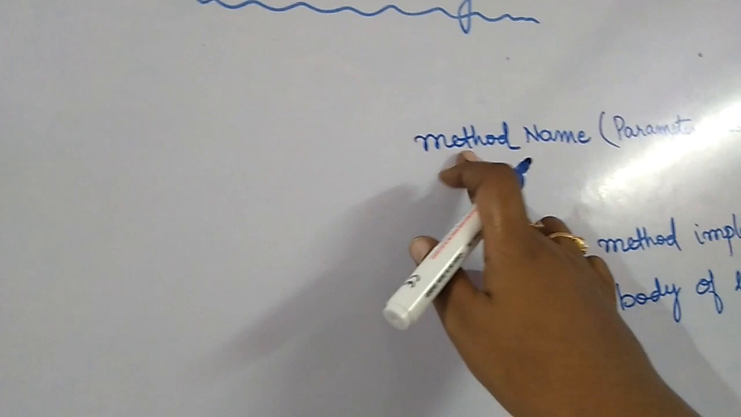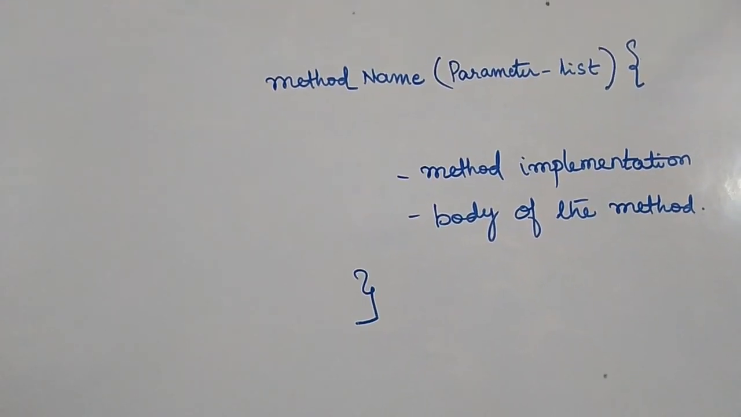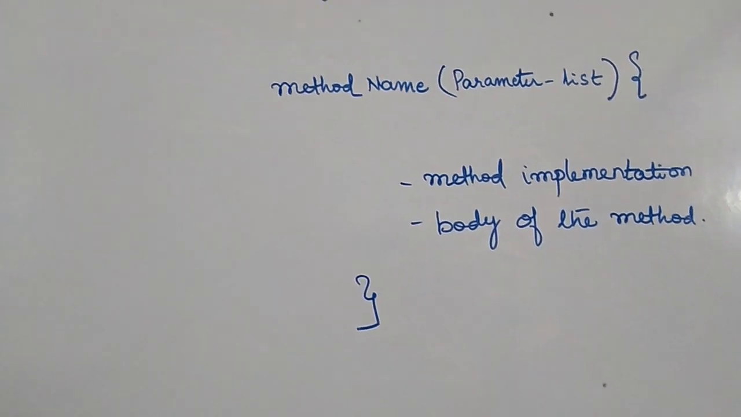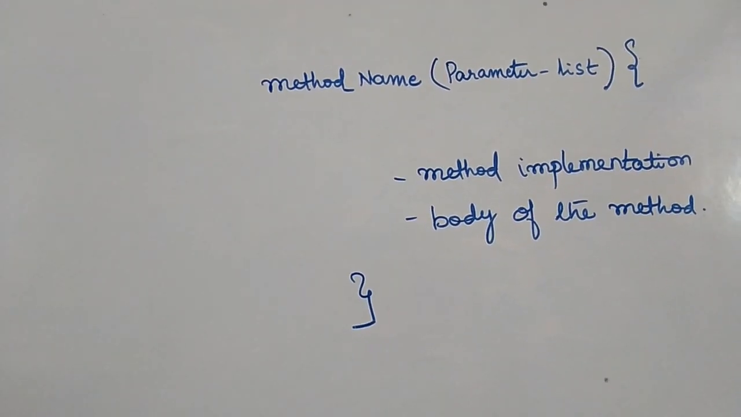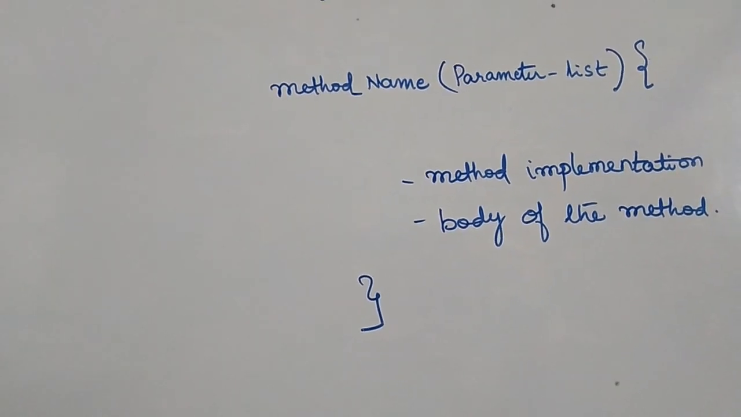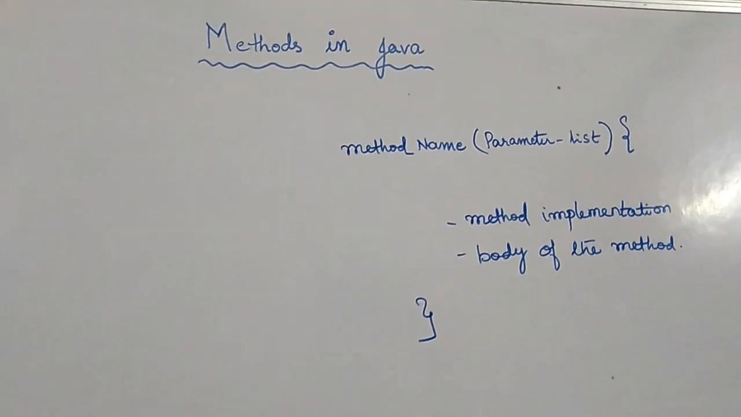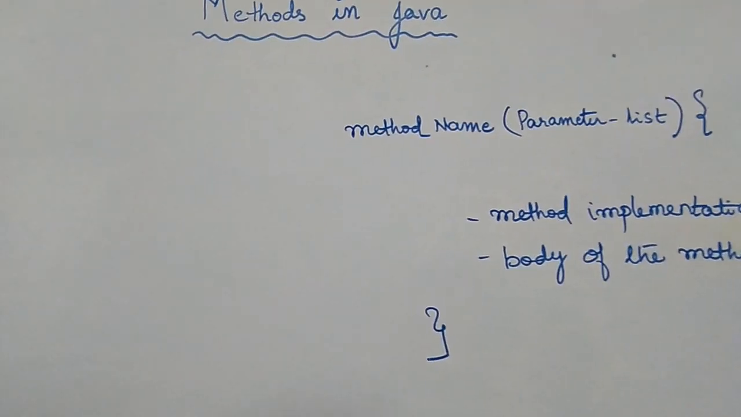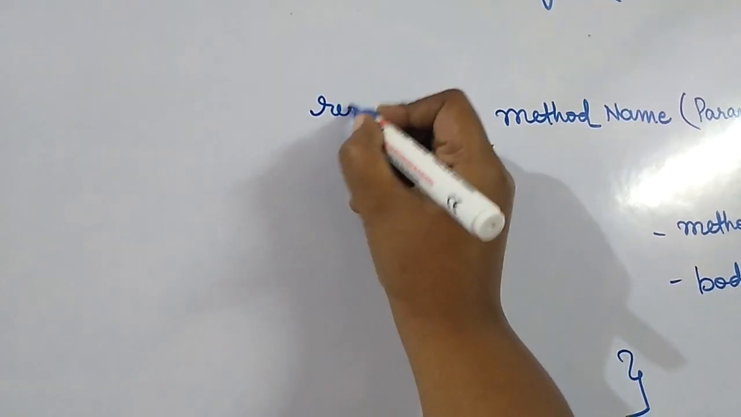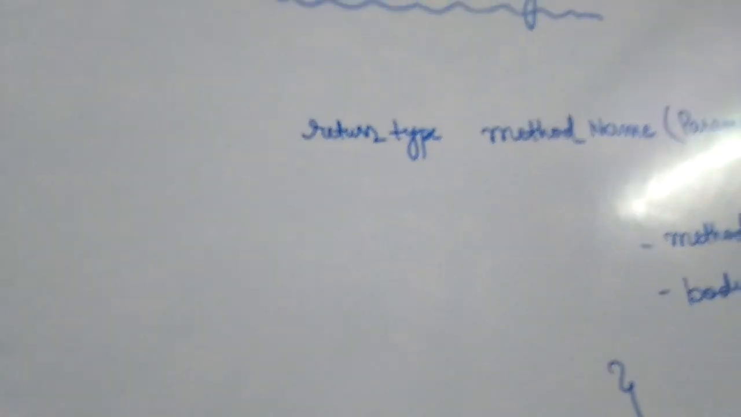And the method will have a return type. It's not like C programming. In C programming, the return type of a method is integer. But here you need to specify the return type of the method, else it will be a compilation error. So the return type of the method has to be mentioned in Java especially. Here I'll be mentioning the return type of the method.